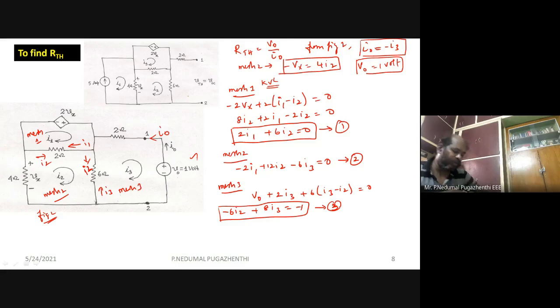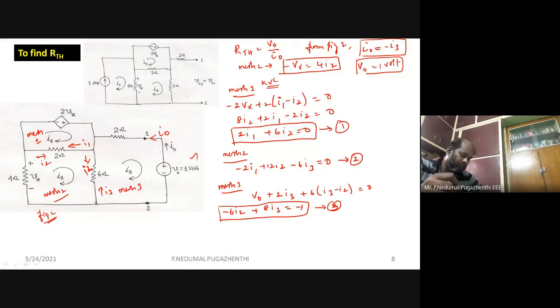Now I have three equations and three variables, I1, I2, I3. I can use my calculator and solve it. Is that right? I think I have made a mistake here. What is the mistake I have made? No, it's all correct, right? Vx has been found actually. Yeah, it's correct actually. 1, 2, 3 is right, fine.